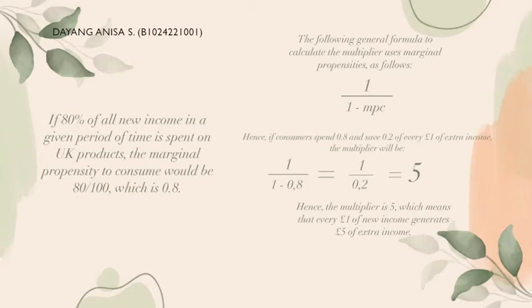The general formula to calculate the multiplier uses marginal propensities as follows: 1 divided by (1 minus MPC). Hence, if consumers spend 0.8 and save 0.2 of every €1 of extra income, the multiplier will be 1 divided by (1 minus 0.8), which equals 1 divided by 0.2, which equals 5. Hence, the multiplier is 5, which means that every €1 of new income generates €5 of extra income.